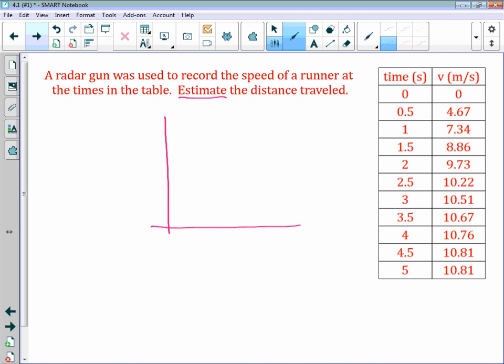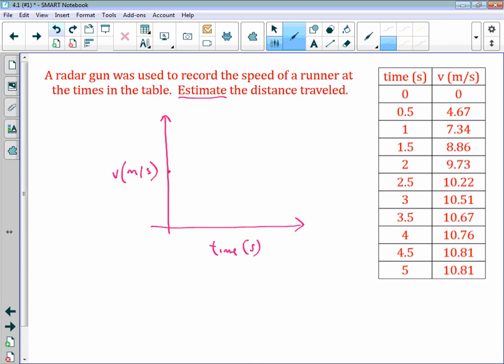So what's the label for my x-axis down here based off that table? Time, right? So this is my time, which is in seconds. And then my y-axis is velocity, which is meters per second. Okay, if I draw a rectangle, because I'm estimating, and actually I shouldn't draw a curve for this one.